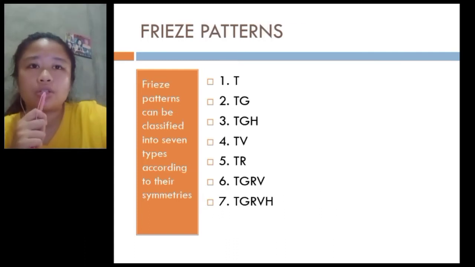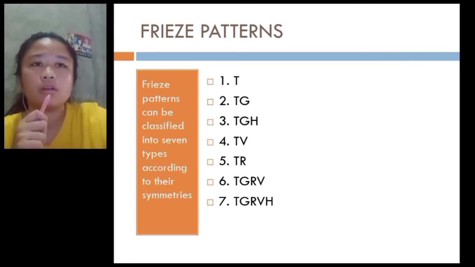Frieze patterns can be classified into 7 types according to their symmetry. First is T, second, TG, third, TGH, fourth, TV, and the fifth, TR, sixth, TGRV, seventh, TGRVH.